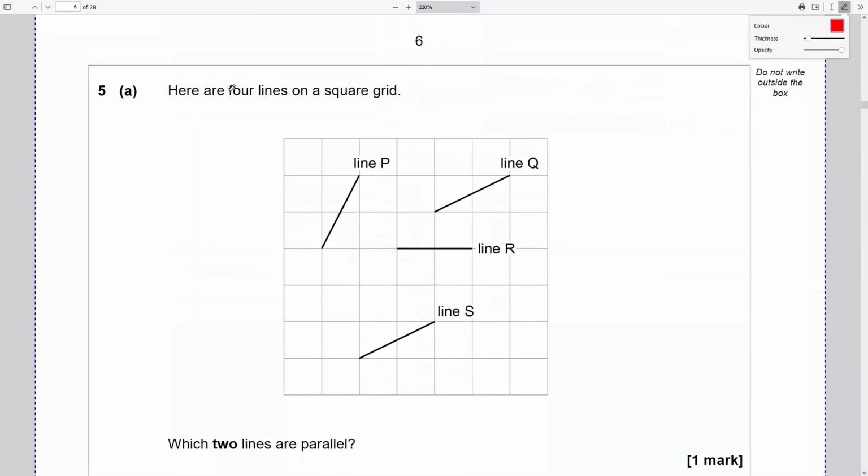Question 5a. Here are 4 lines on a square grid. Which 2 lines are parallel? Well, for them to be parallel, they have to go along the same amount. They're all going along 2. This one's only going along 1, so that one can't be. Not that one. Clearly not that one. Parallel to this one, and it's going up 1. And that one goes along 2. And up 1. So 1 there, 2 there, 1 there, 2 there. So it's S and Q.